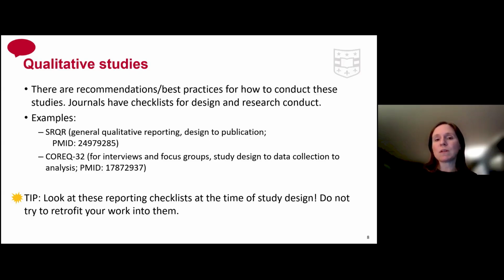And it's important to actually think about looking at these as you are designing your project, because you don't want to be retrofitting what you did to this reporting guideline and feel at any point like you need to fudge anything, because you always want to be true to the research and true to the process. So you want to have looked at these checklists ahead of time to think, oh, I need to make sure I hit all of these points when I'm designing my study, when I'm collecting the data, and then you can report it true to form.